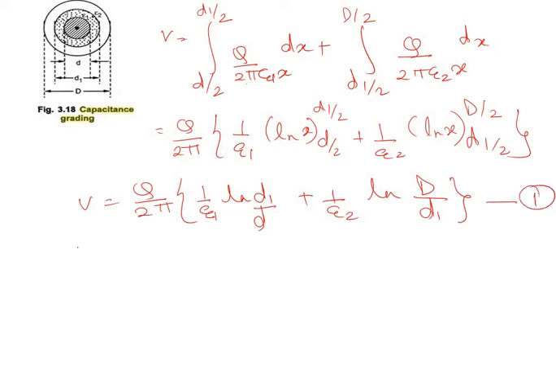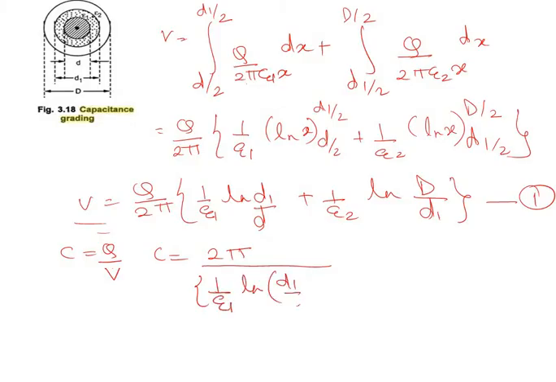We know the formula of capacitance as C is equal to Q by V, charge by voltage. This value of voltage we are putting in this equation. By using equation 1, we will get C is equal to 2 pi upon 1 upon epsilon 1 ln of d1 by d plus 1 upon epsilon 2 ln of D by d1. This is equation 2.